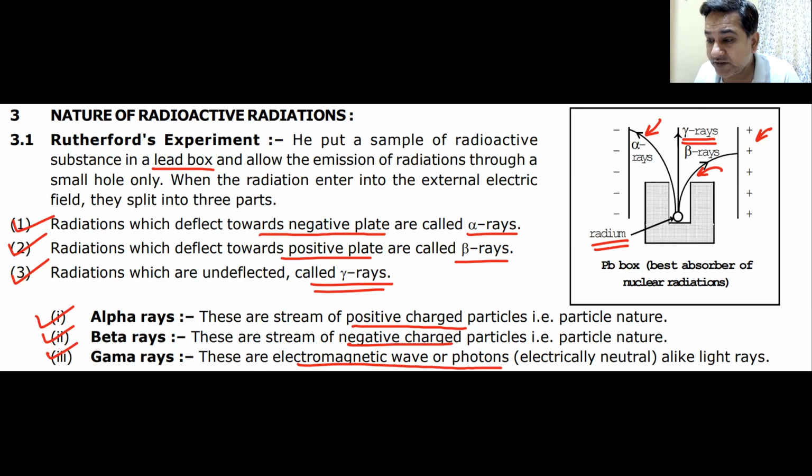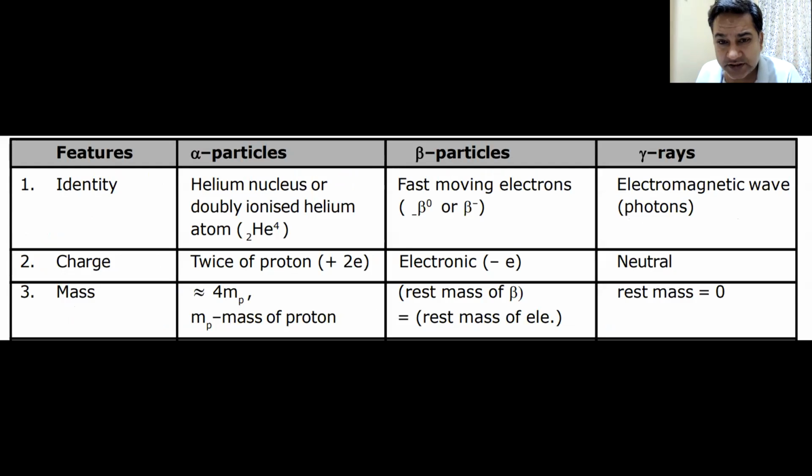Have you noted this down, bacha? Done, sir. Then you have this table, and everything in this table has to be memorized. What happens with alpha particles, what happens with beta particles, and what happens with gamma rays.